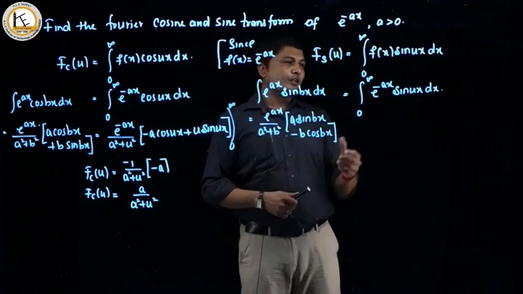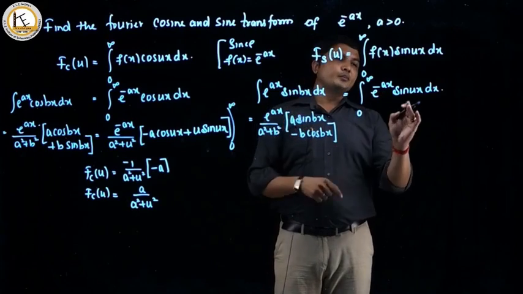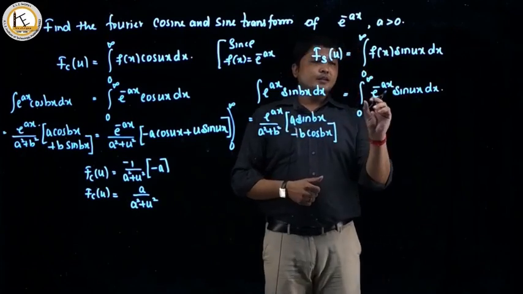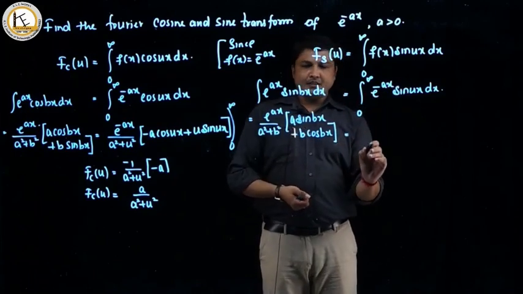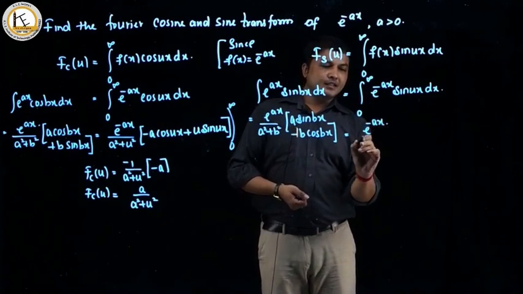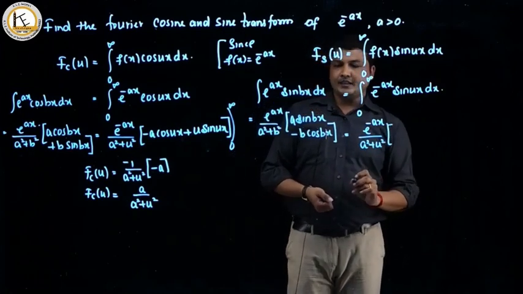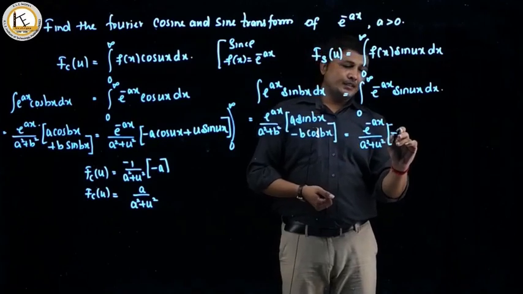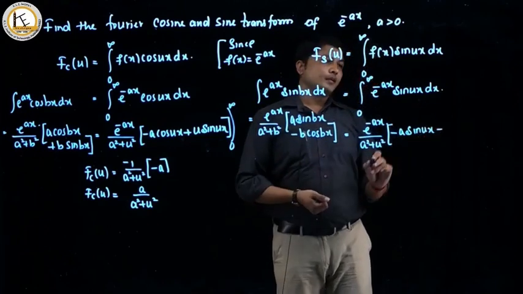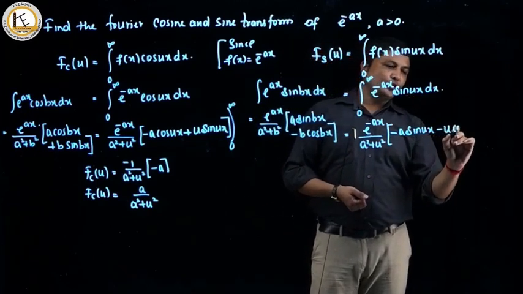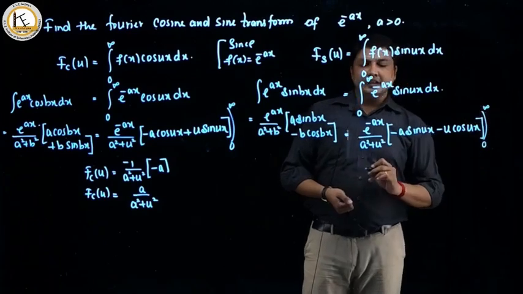The same formula we are going to apply here, but in place of a we need to replace minus a, and in place of b we need to replace plus u. Therefore, replacing a as minus a and b as u, this integral becomes e raised to minus ax divided by (a square plus u square) into bracket, a is nothing but minus a in this problem, sine of ux minus b, which is u, into cos of ux, applying the limits between 0 to infinity.